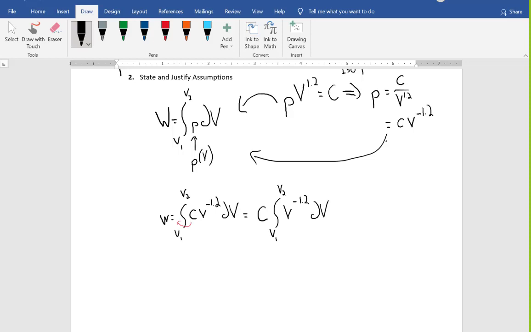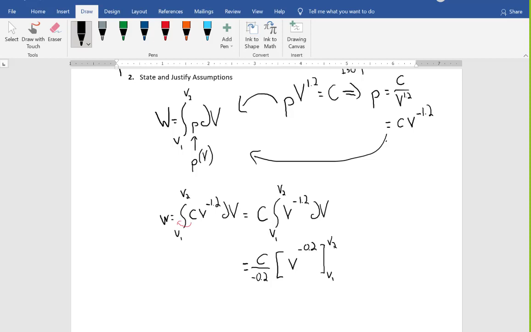So now I've got to remember how to do calculus. What I want to do is add 1 to the exponent. So this is going to be C times, inside my bracket, V. I add 1 to the exponent, so this is going to be negative 0.2. But then I have to divide by this same value, negative 0.2. And then this is evaluated from V1 to V2.